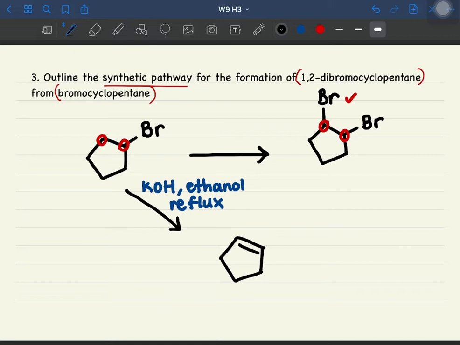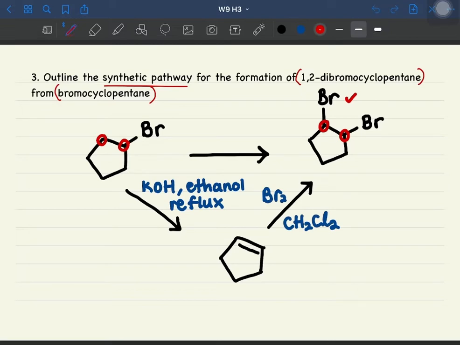So since we want to insert both Br, means we're going to undergo these halogenation reactions. So halogenation reactions that take place in here is in the inert solvent. So we have CH2Cl2 as the medium. So lastly, we'll get this final product of 1,2-dibromocyclopentane.